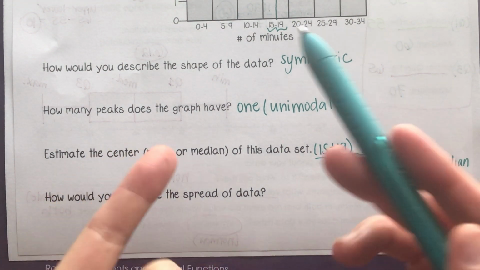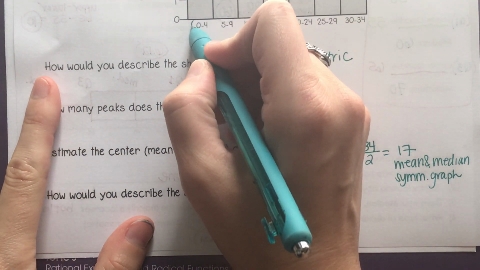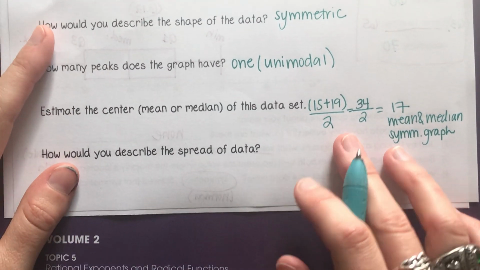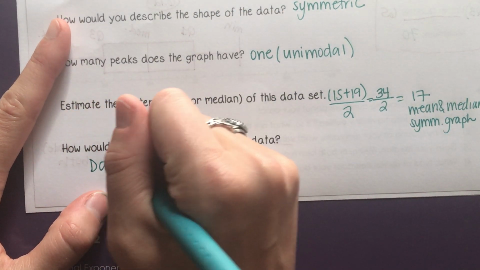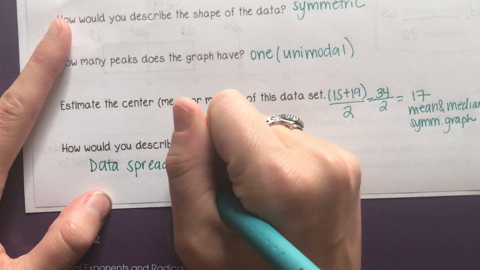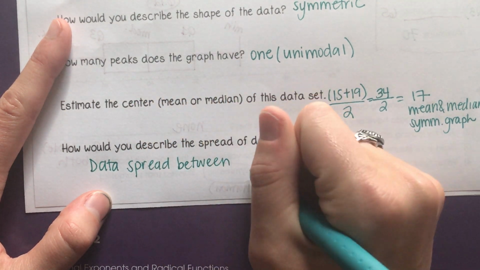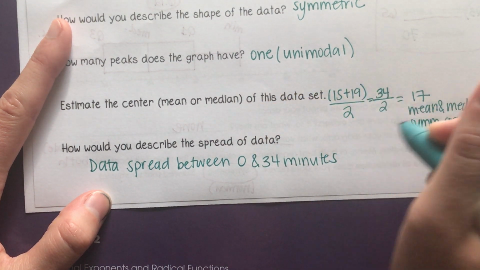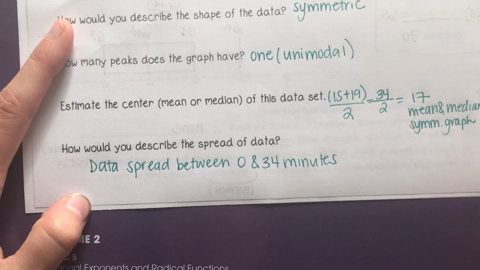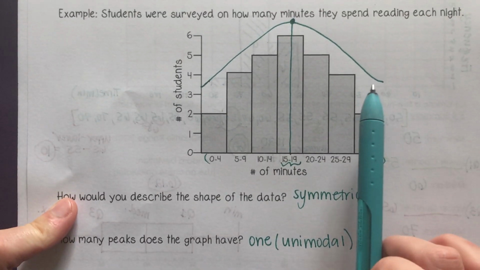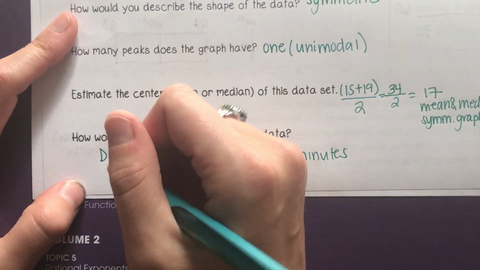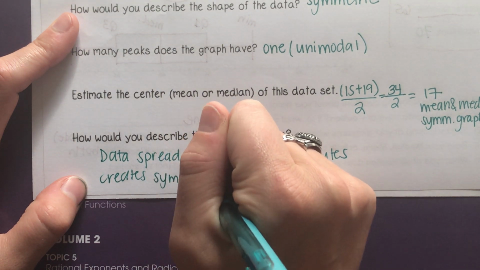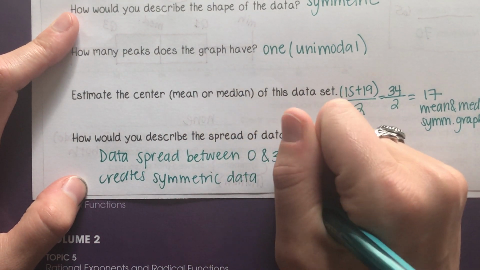It looks like my data is spread out relatively the same between 0 and 34, right? I guess I should back up. So my data is spread between 0 and 34 minutes, right? Because we're talking about number of minutes people are reading. And it definitely has symmetric data from the center.